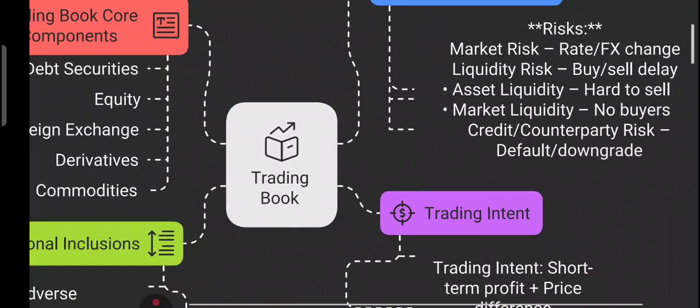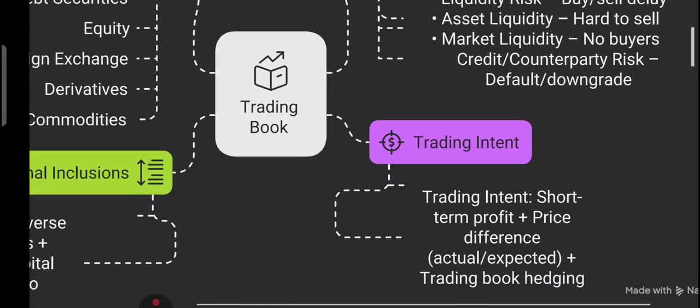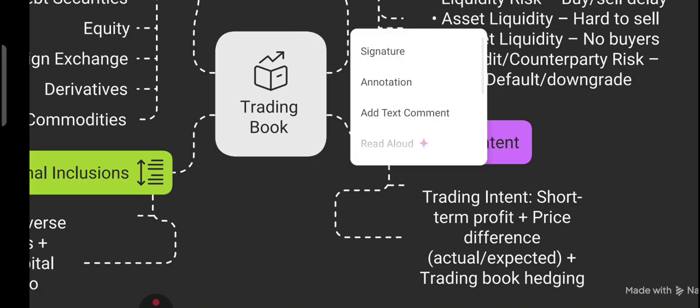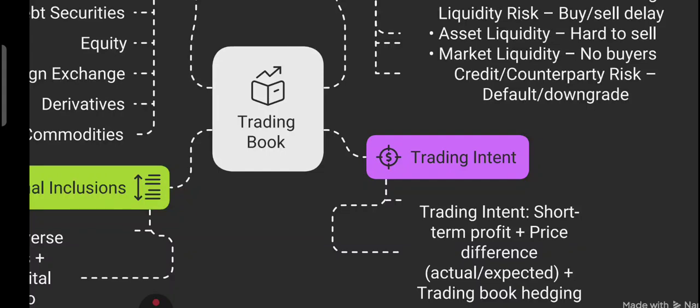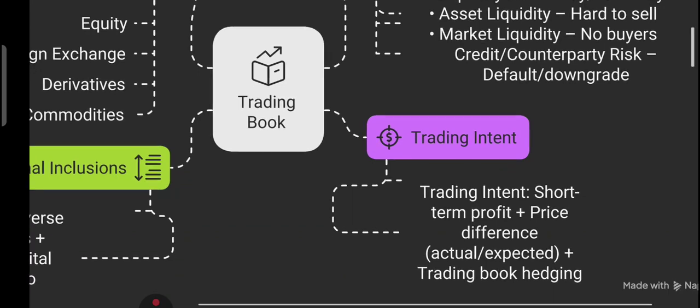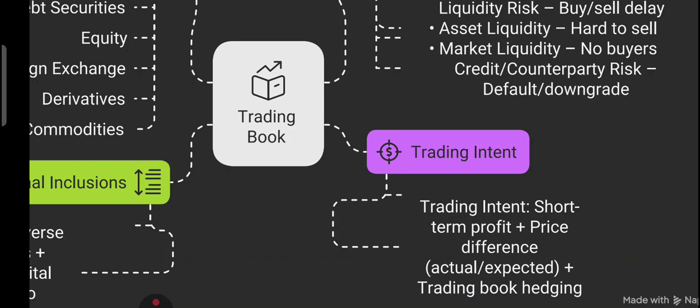If you look at the trading intent on the right hand side, the intent behind the trading book is to capture short term gain. It's all about profiting from the price difference between what is expected and what actually happened. It also includes some hedging activity, right? That is called the trading intent.